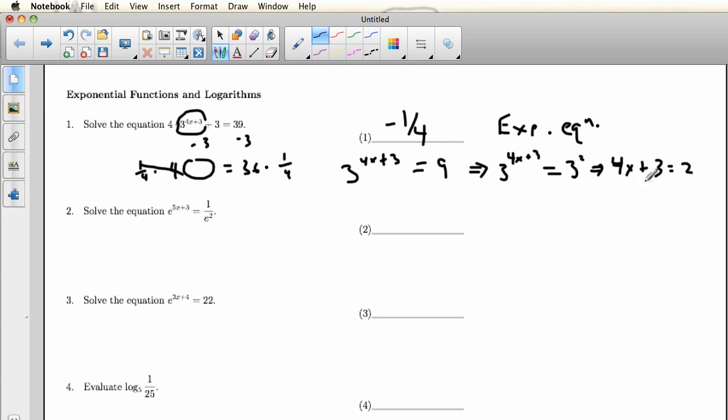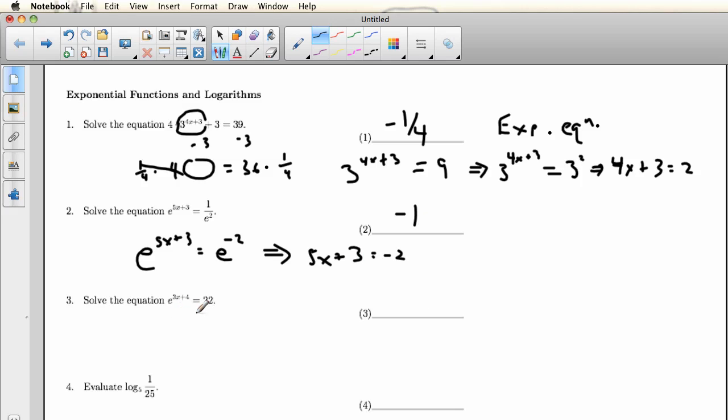So subtract 3 from both sides, divide both sides by 4. This is the same thing because the left-hand side is an exponential expression with base e, and the right-hand side, instead of 1 over e squared, could be written as e to the minus 2. Now I have an equation where I have the same base on both sides, so it doesn't matter what the base is. If I have the same base on both sides of the equation, then the exponents have to be the same. And if I subtract 3 from both sides and divide by 5, I'll get x equals negative 1.